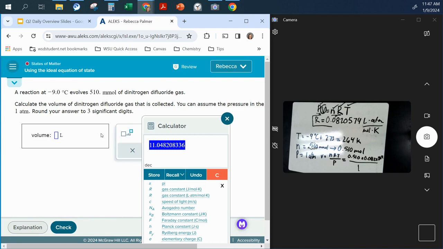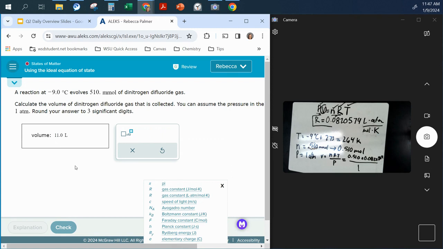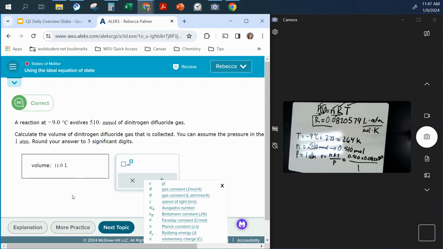Okay, and then because we have all of our numbers with the right units, this will be in liters. All of these have 3 significant digits. So 11.0 is our volume. We calculated everything else right.